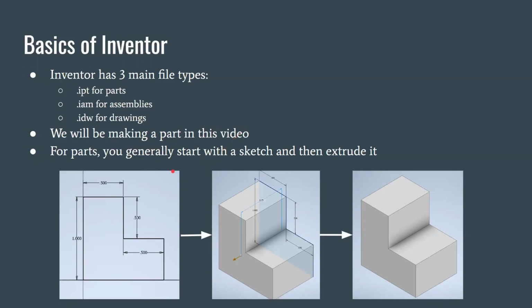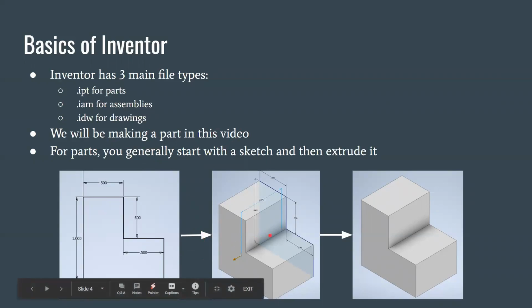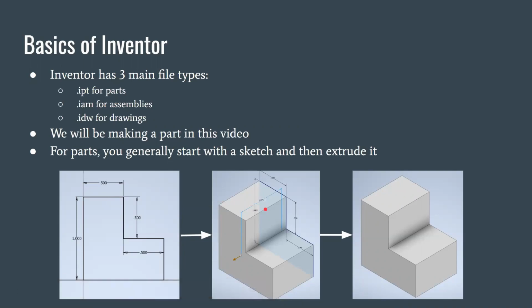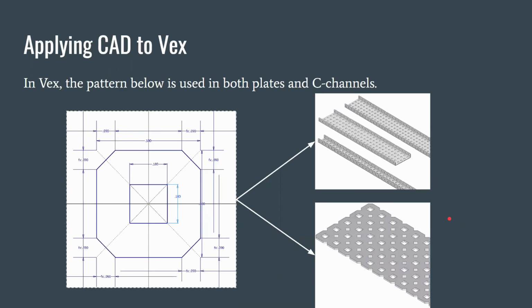But in general, when you're making a part, you start out with some kind of sketch made of shapes and lines and then extrude it, which basically means that you're turning a 2D shape into a 3D form. So these images show the progression from a sketch to extruding the sketch to a certain depth and then creating a 3D figure from it.